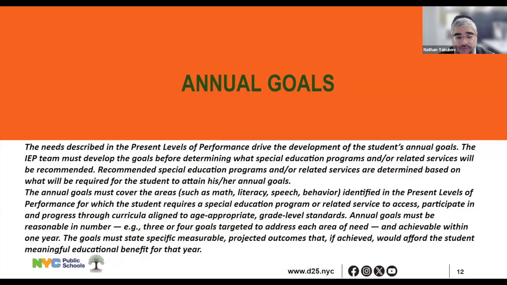The goals also must state specific, measurable, projected outcomes that, if achieved, would afford the student meaningful educational benefit for that year. So we're not just saying, oh, we'd like the child to be able to read by the end of the year. That's not a specific, measurable goal. We want to say specifically what level we want to get them to, what skills we want them to develop in order to achieve a specific goal, and go from there. We want to be specific and want to be able to measure it, because throughout the year we want to see if the child is actually achieving that goal or not.